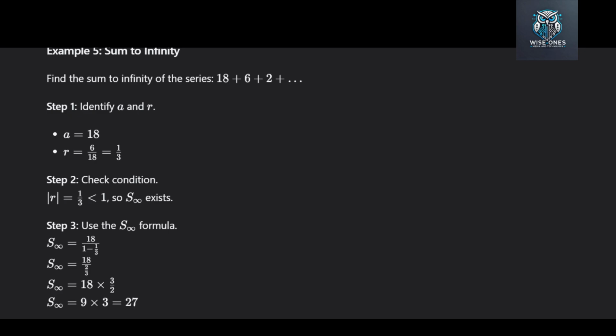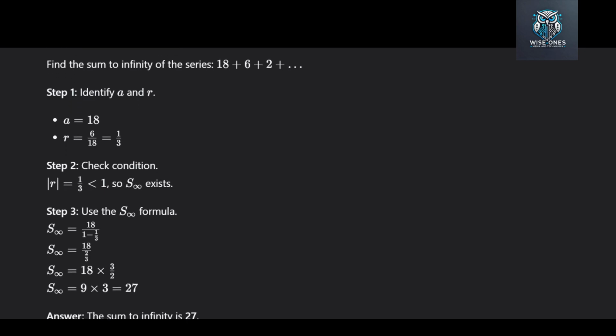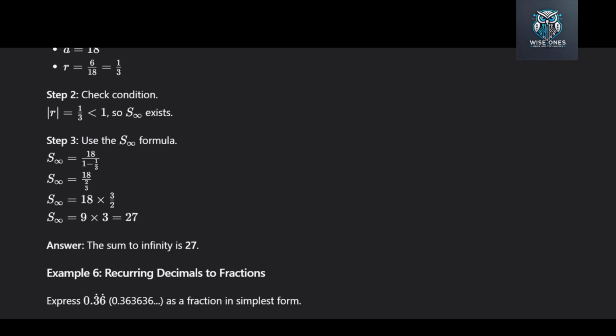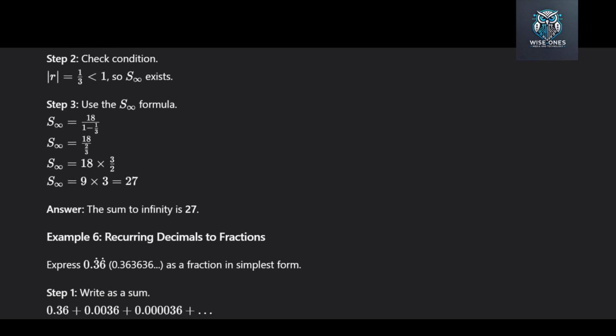18 divided by 2 is 9. 9 multiplied by 3 is 27. Answer: the sum to infinity is 27. This means if you keep adding these numbers forever, the total gets closer and closer to 27.